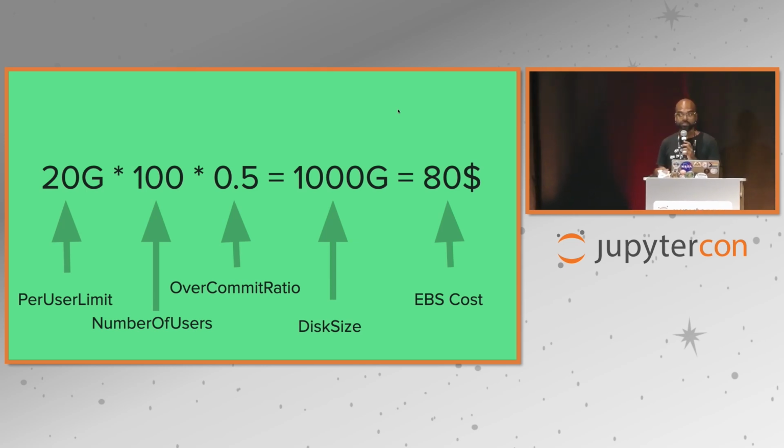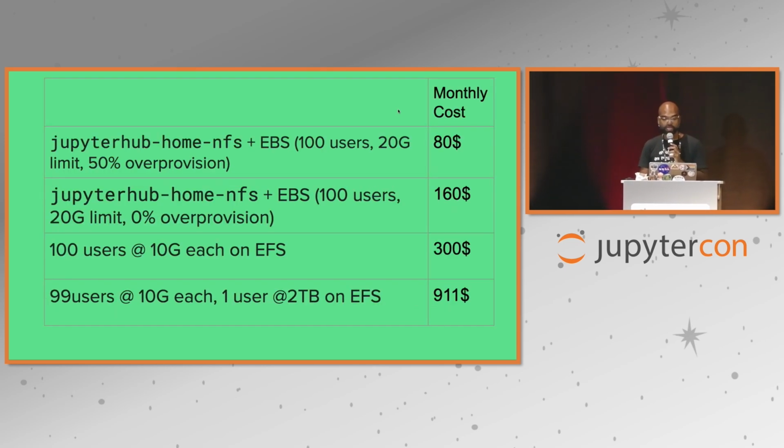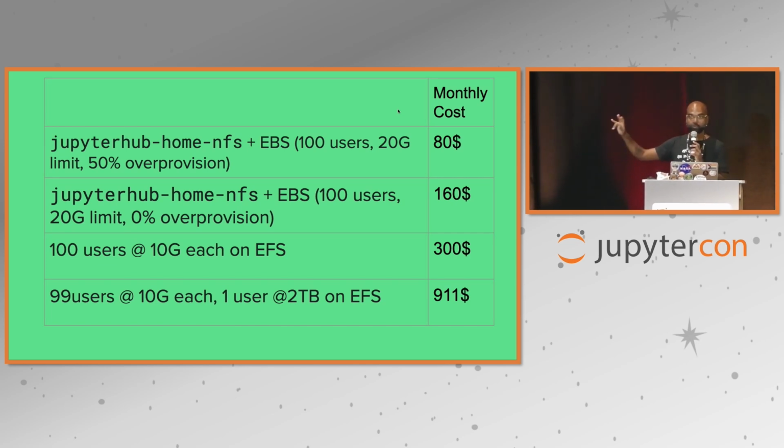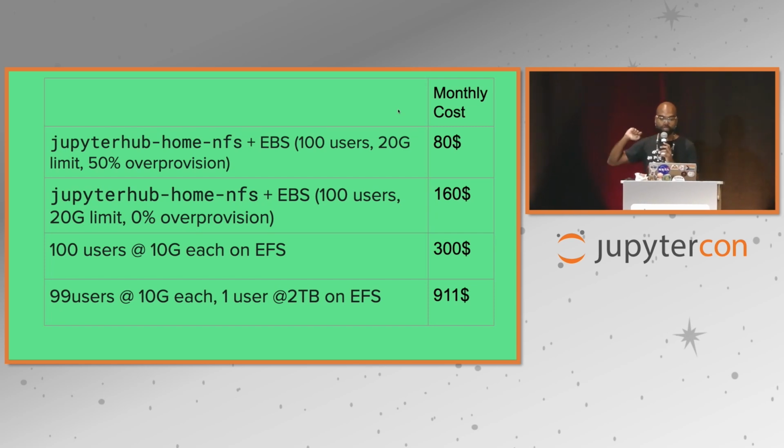which is only $80 a month. So if we compare that, with the 50% overcommit, sorry, it says overprovision, it's an overcommit ratio, it's $80 a month. Even if we do no overcommit at all, it's only $160 a month, while the default EFS with users using 10 gigs, not a 20 gig limit, but using 10 gigs, so that's less than that, is already $300 a month, while the most common use case from our experience is 99 users using 10 gigs and 1 user using 2 terabytes, which is $900-something a month, right?